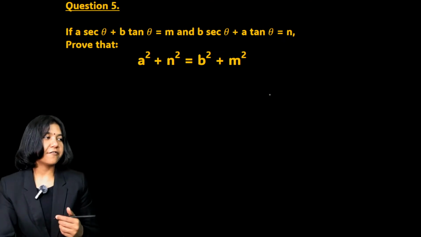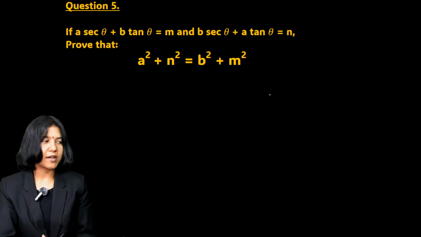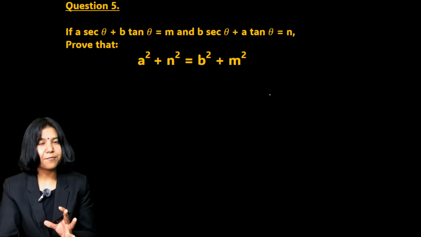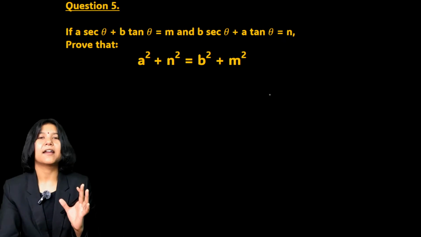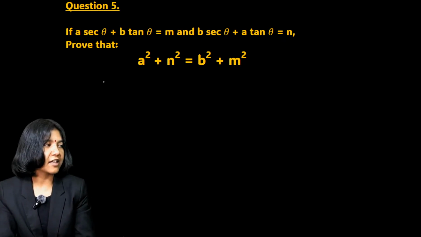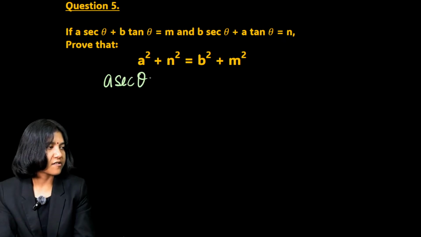You have clearly seen it's A square, n square, B square, m square. Because of the squares, I'm pretty clear that I might have to square the given equations. So let's begin with the first equation. A sec theta plus B tan theta is equal to m.